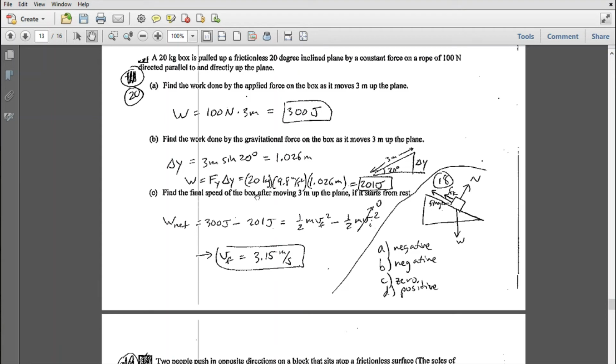Find the final speed of the box after it moves 3 meters up the plane. Here I've actually put in the minus sign there correctly. So I'm going to use the work kinetic energy theorem. Taking our system to be just the box, the net work done by all forces on it, which is the work done by the pulling force minus the work done by gravity. In this case, the normal force doesn't do any work, so I could put a plus 0 on there, but that doesn't affect anything. And that's equal to the change in kinetic energy.